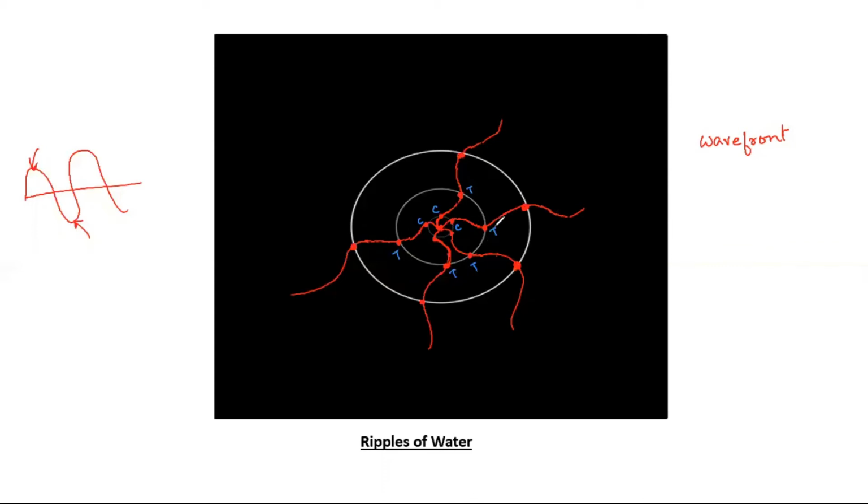Similarly, if I consider these points, these are your minimum displacement points, which are nothing but your trough points. When you join all these trough points, you get another circle. So this is also a wavefront, our second wavefront. And this circle formed by joining the second crest of different light waves is again called a wavefront.